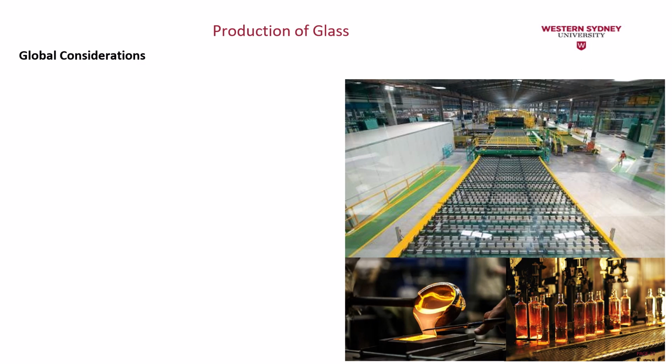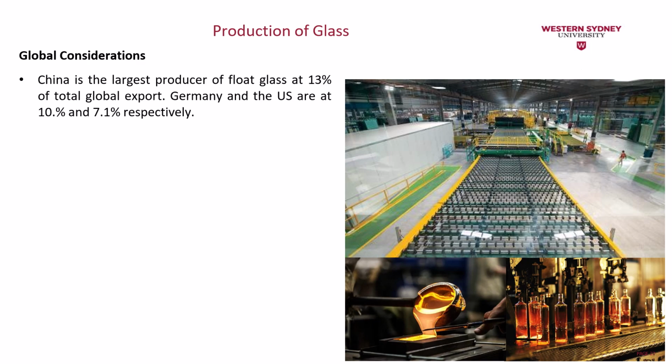The global concentration for glass production: China is the largest producer of float glass at 13% of the total global export. Germany and the US are at 10% and 7.1% respectively. About 80 million tons of float glass is produced worldwide every year.